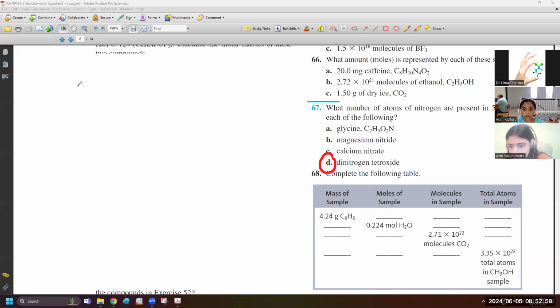So, start with what is given to you. What is given? 5.00 grams of nitrogen. Take care of sig fig. 5.00 grams of, not nitrogen. Is it 5.0? No. What is it? So make the formula of this compound.